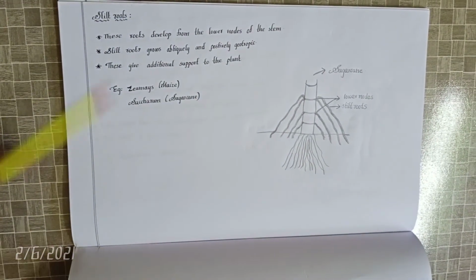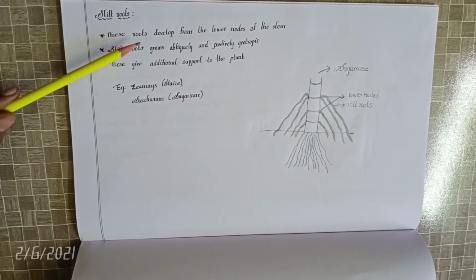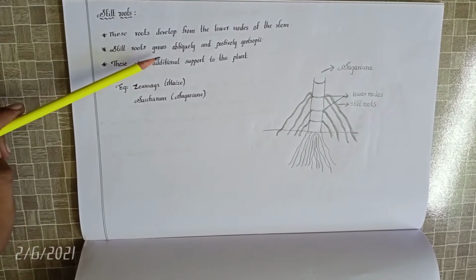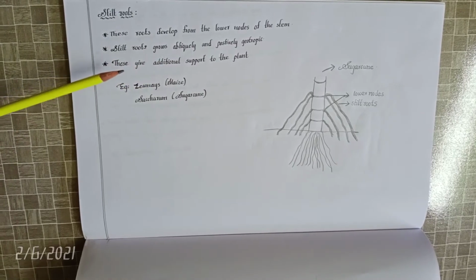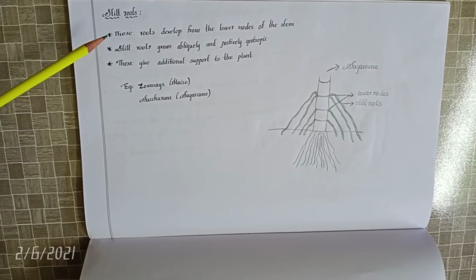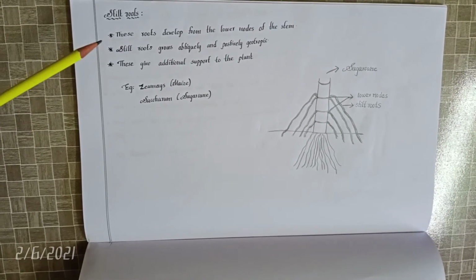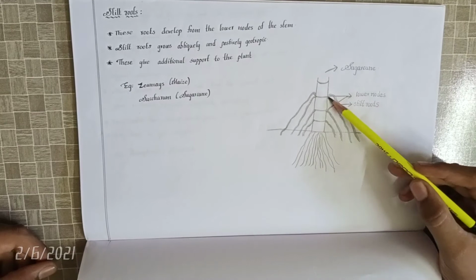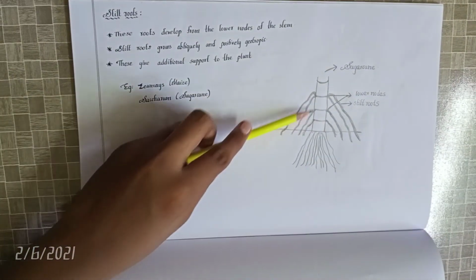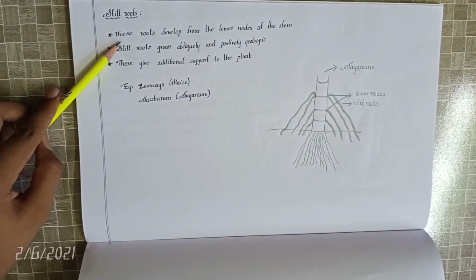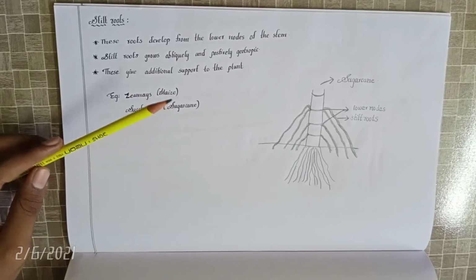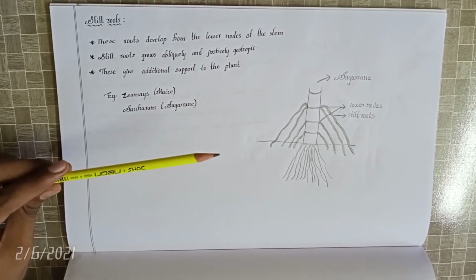And the next, stilt roots. These roots develop from the lower nodes of the stem, and stilt roots grow obliquely and positively geotropic. These give additional support to the plant. Means these roots develop at the lower nodes of a plant. Here we see the lower nodes. From these lower nodes the roots arise and grow positively geotropic.